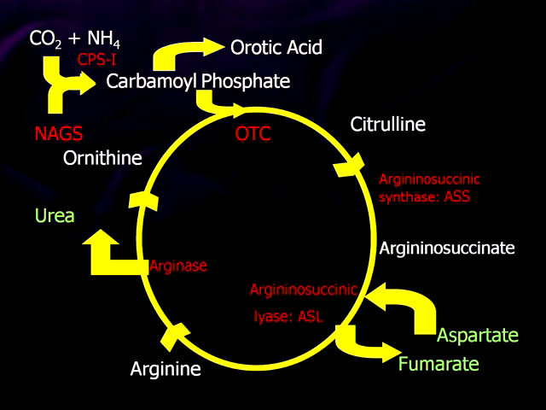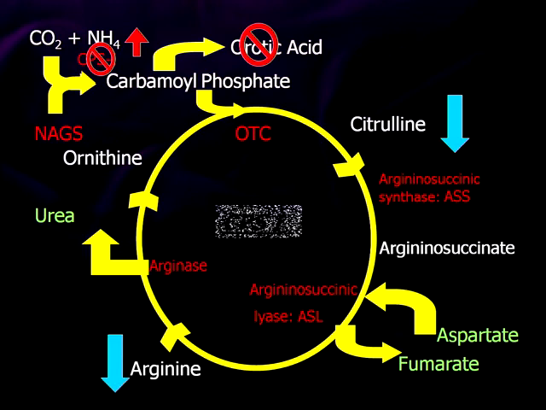Okay, so back to our circle. CPS goes away. It makes your ammonia go up. Your orotic acid has decreased production. Your citrulline is decreased, and your arginine is decreased. And that's CPS1.